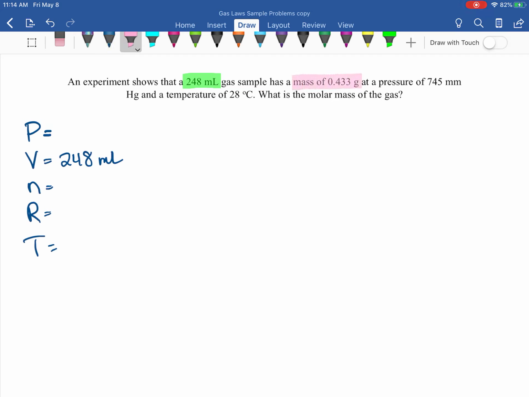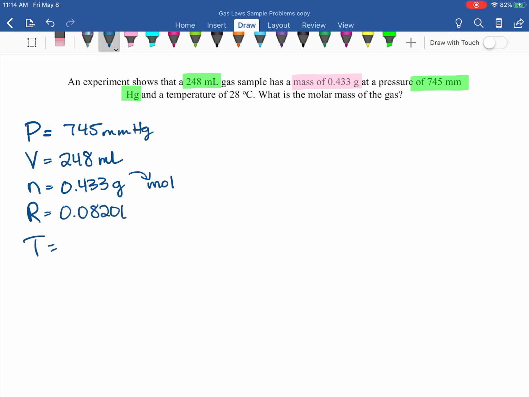All right, then we've got a mass right here. Well, we already know we can convert between moles and mass. So let's put that down here, but we have a little note that we need to convert it to moles, okay? And then we have a pressure of, there's millimeters of mercury again. We know how to convert that now. So let's put that for pressure, 745 millimeters of mercury. We know our gas constant.